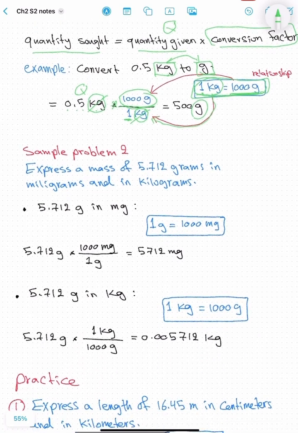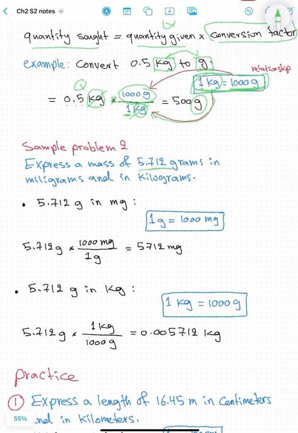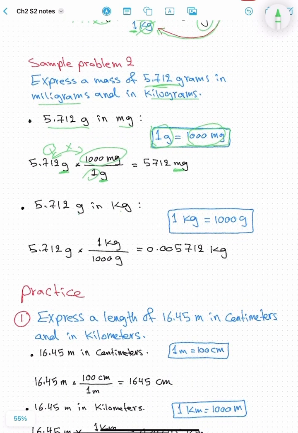Let's do another example. Sample problem 2. Express the mass of this much grams in milligrams and in kilograms. So we have two questions in one. Number 1, if you want to change from grams to milligrams, the relationship is 1 gram is equal to 1000 milligrams. So write down what you have from the question. We have grams, right across it, grams. Where do I get it? From the relationship. What is left? 1000 right here. So you just multiply this number by this number, divided by 1, which is the same thing, and you get milligrams.